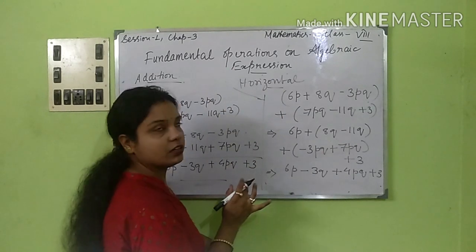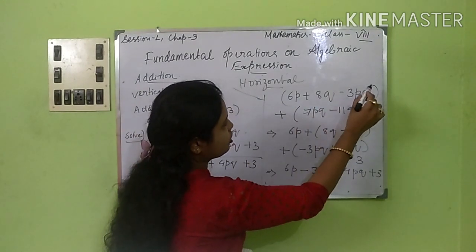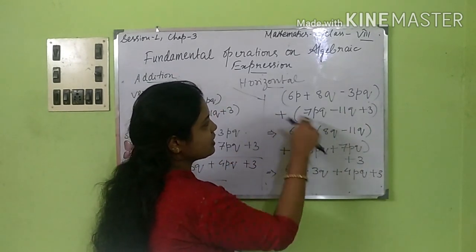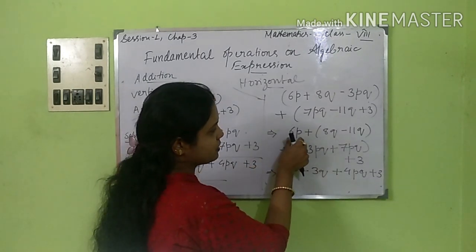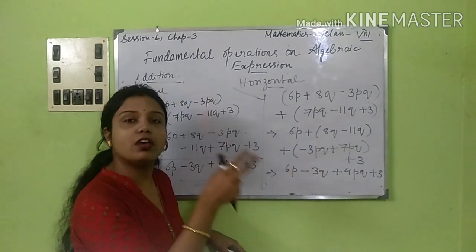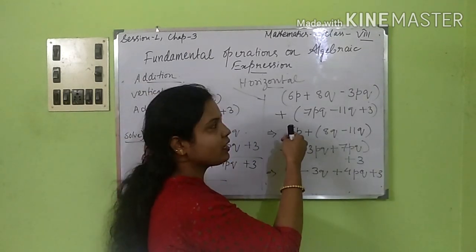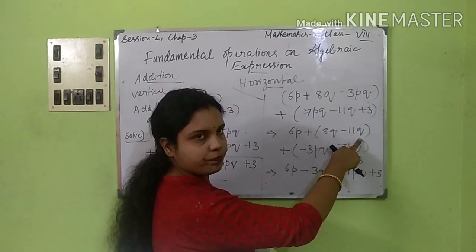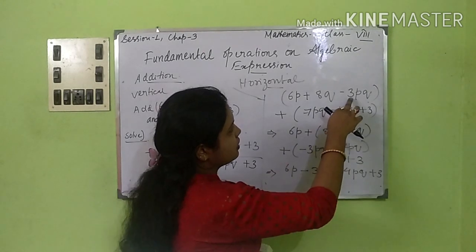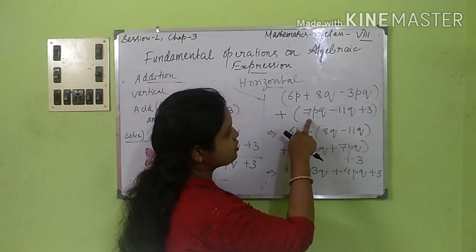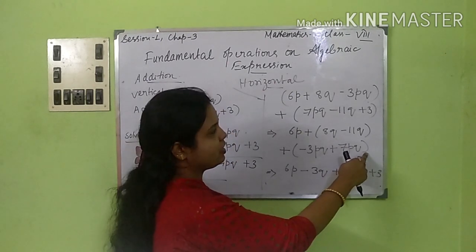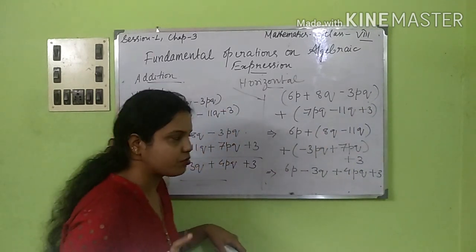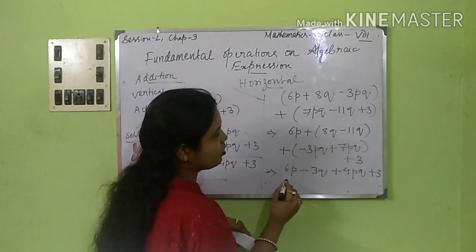And for the horizontal method, you see 6p plus 8q minus 3pq, close the bracket, plus 7pq minus 11q plus 3. Now for 6p, is there any term here? No. So write that separately, 6p. Here in the second step we have to rearrange. Plus, because we are doing addition here, 8q, here we have 11q. So 8q minus 11q. Then minus 3pq, and here it is plus 7pq. So we have written that within another bracket. Plus 3, because only one constant term is there, that is 3. So 6p remains as it is.